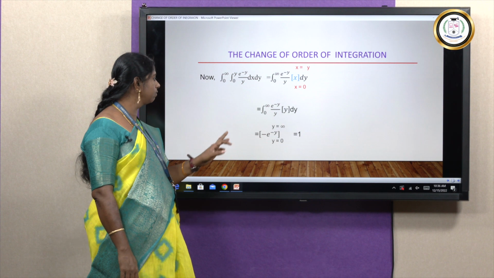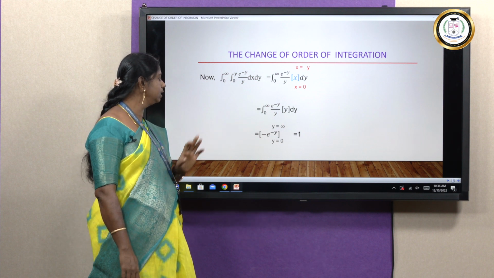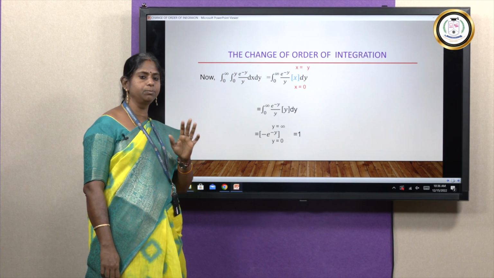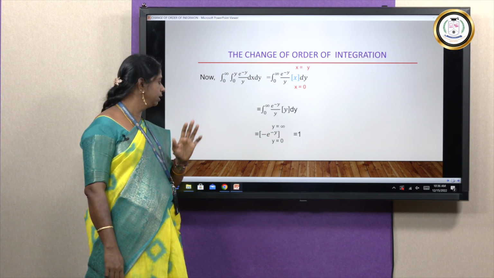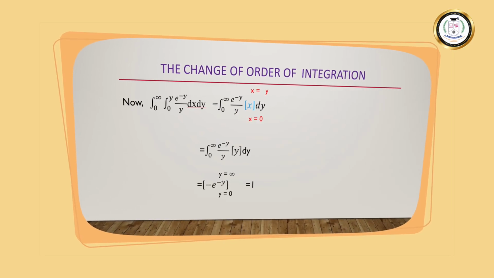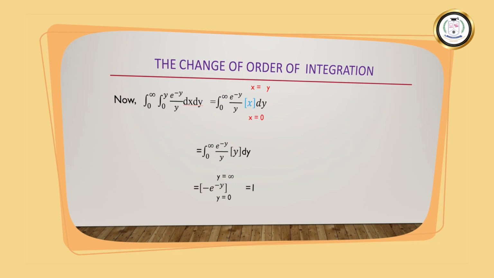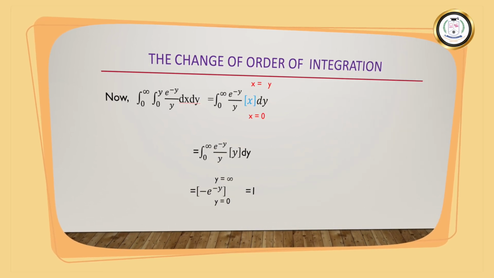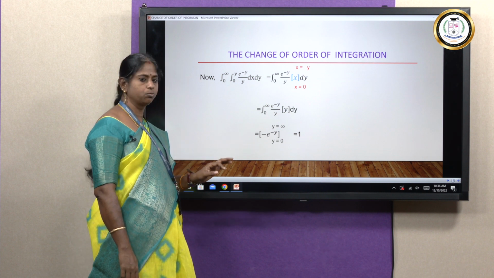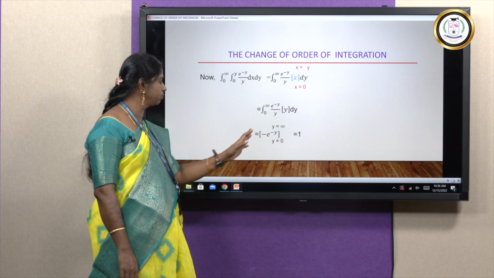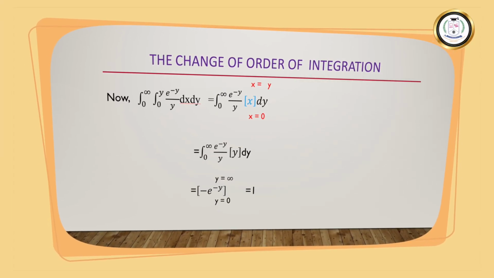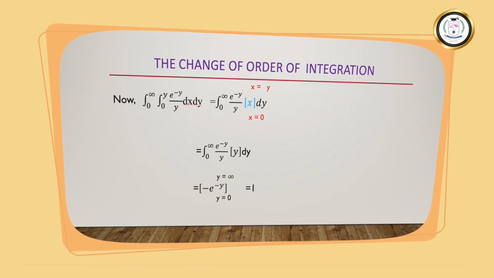So simply I have integral 0 to infinity e power minus y. The integral of e power minus y is e power minus y by minus 1, and then you can apply the limit for y, from 0 to infinity, always the upper limit first. Then e power minus infinity is 0, then minus e power 0, that is 1. So minus of 0 minus 1 is 1. So this is the answer after interchanging the order of integration for this problem.